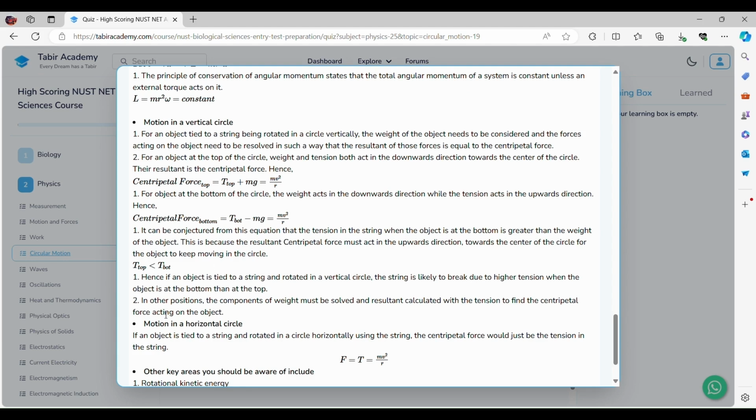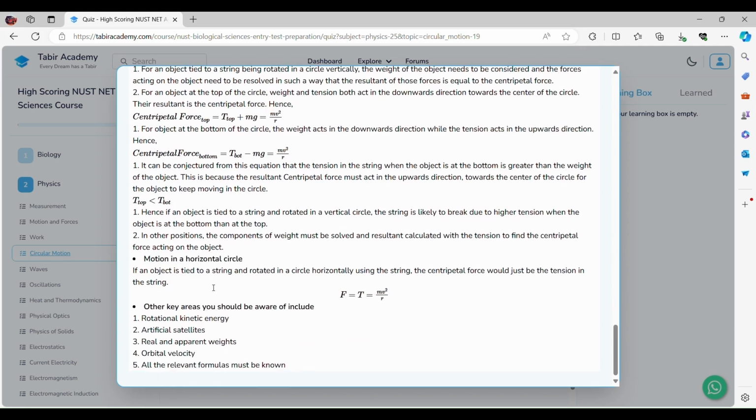So T top is less than T bottom. Hence, if an object is tied to a string and rotated in the vertical circle, the string is likely to break due to higher tension when the object is at the bottom than at the top. In other positions, the components of weight must be solved and resultant should be calculated with the tension to find the centripetal force acting on the object.